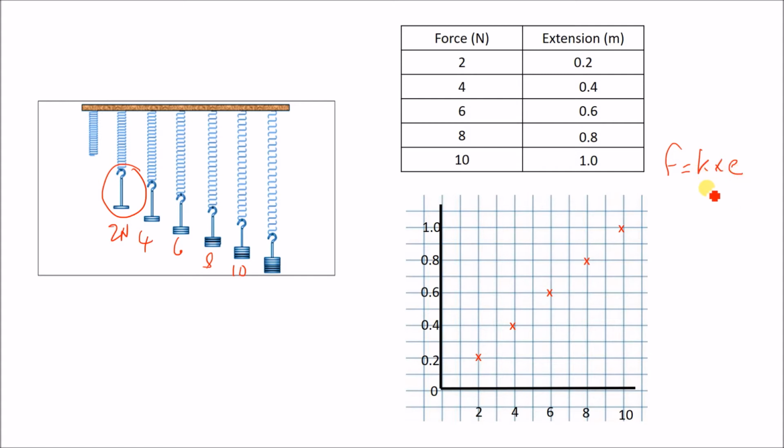Remember from earlier on in the video I said that if we increase one thing, the other must increase by the same amount. So what are we increasing? Well, we're changing the force. This is our independent variable, and we increase the force by 2, so we're doubling that. We must double this one as well. So that is our dependent variable.